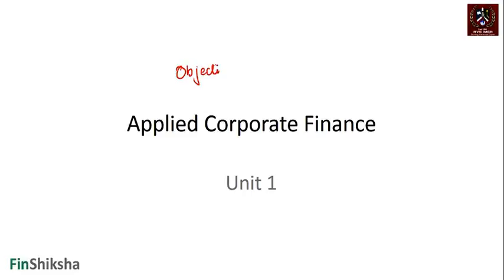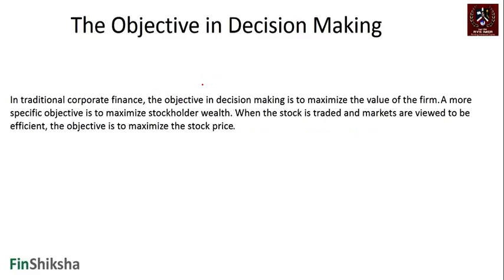Right. So we have to define the key objective function of any corporate in terms of trying to lay down the foundation of the corporate finance curriculum. Now, the objective in decision making in traditional corporate finance is essentially to maximize the value of the firm, right? And a more specific objective is to maximize stockholder wealth. What do we mean by this?